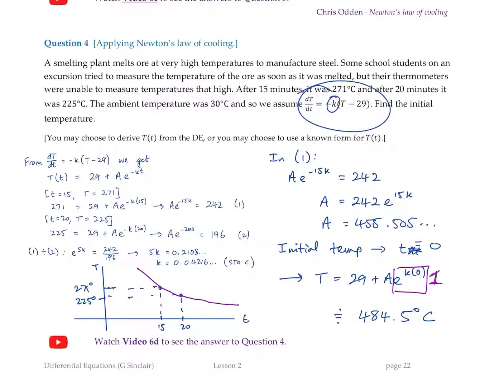Okay, this is heading down towards an ambient temperature, heading towards 29 degrees, and there's the initial temperature that we worked back to find. Right, we had those two pieces of information, we found that piece of information. Okay, end of video 6D.